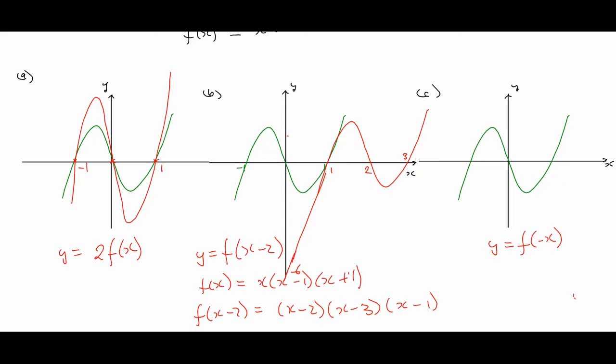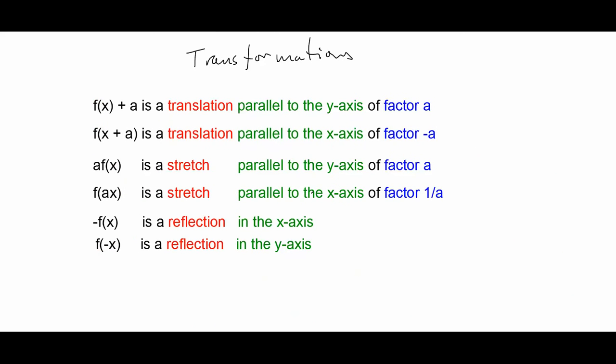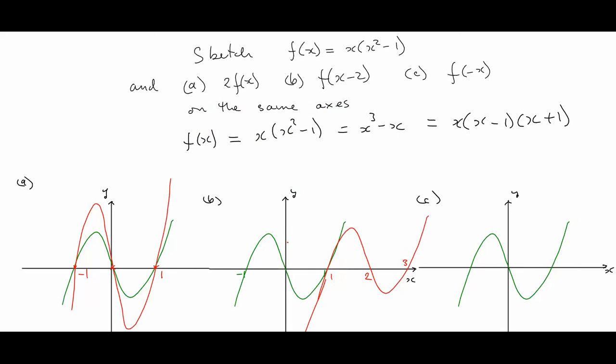Lastly, we want to sketch f of minus x, and that, going back to our list, f of minus x here is a reflection in the y-axis. And so everything on the right hand goes to the left, and on the left hand goes to the right. So the curve will look like that.